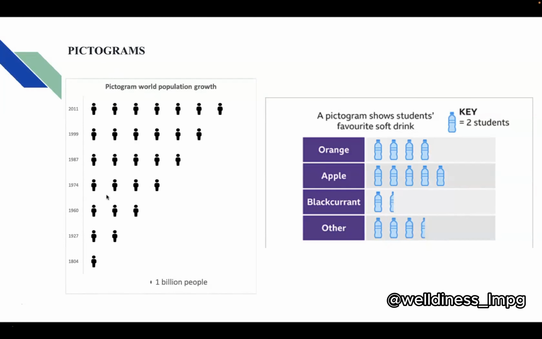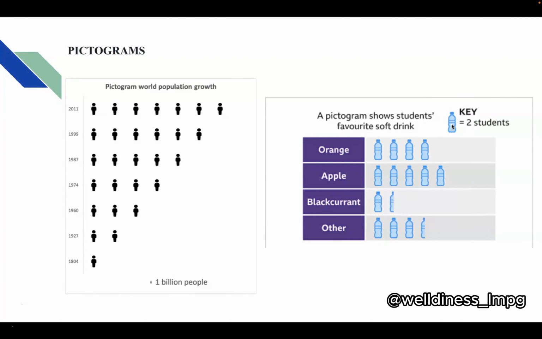So let's look at this other pictogram that shows students' favorite soft drink. If one bottle represents 2 students, how many students took black currant? 1.5. Three. He's saying one and a half. Don't just rush and answer now. Look, I've been passing my screen. 3 students is correct.